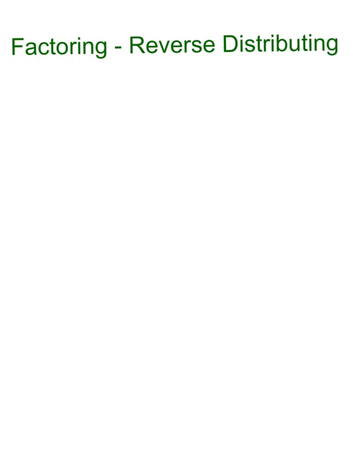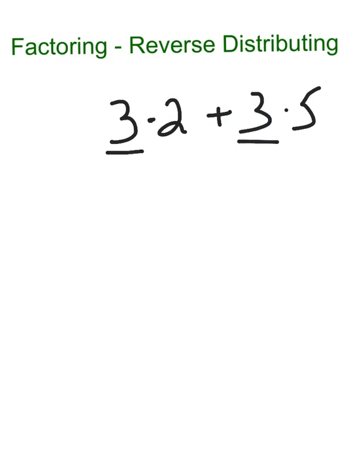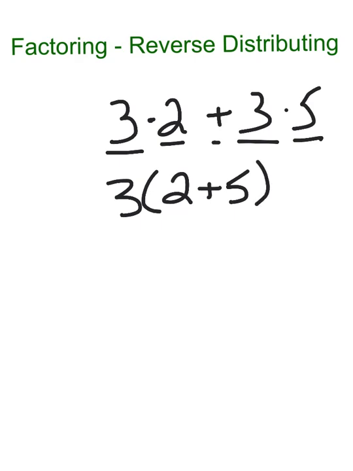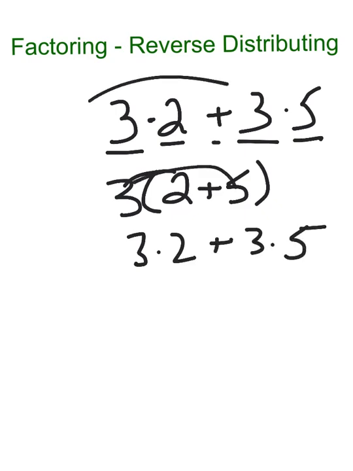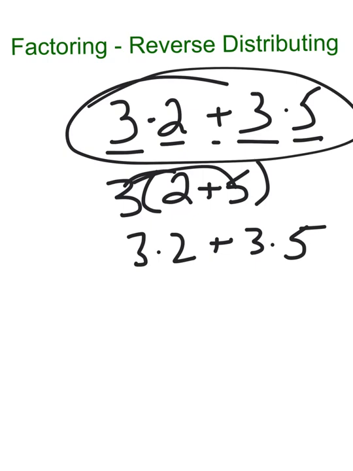For reverse distributing, you would take a problem like 3 times 2 plus 3 times 5, and you have to decide what you're going to pull out so that you can put the rest in the parentheses. I can take a 3 out. By taking a 3 out, I can put that on the outside, and then I just have left over the 2 and the 5 with that addition, so it's 2 plus 5. If you break it down some more, this would be 3 times 2 plus 3 times 5. So what you're doing is shrinking it down.